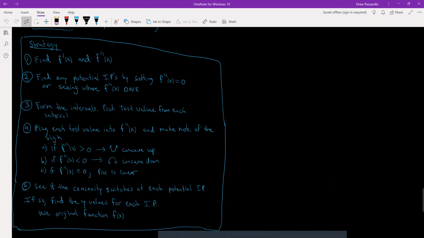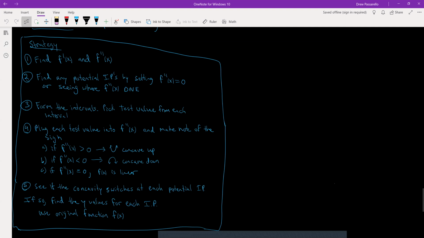So the strategy goes, the first step, we're going to find the first and second derivatives. So that's f prime of x and f double prime of x. Second step is to find any potential inflection points. So I'm just calling them potential inflection points, by setting the second derivative equal to 0, or seeing where the second derivative doesn't exist. I would say probably 99% of the time, we're just going to be dealing with when the second derivative is equal to 0.